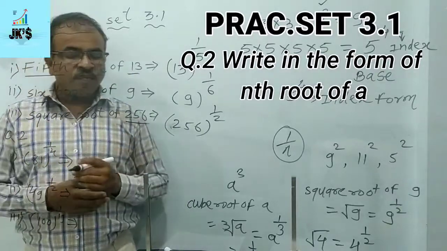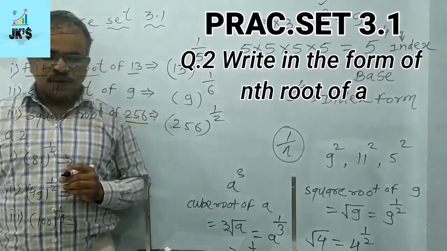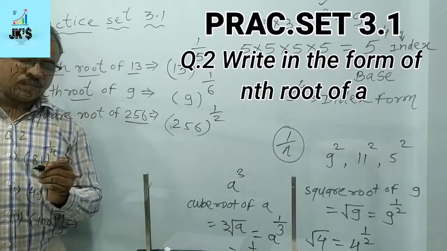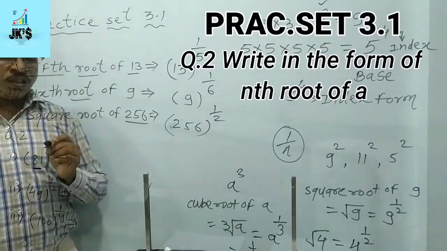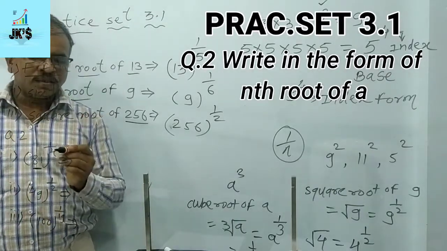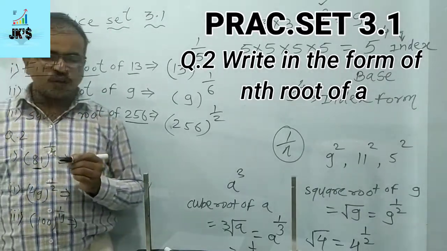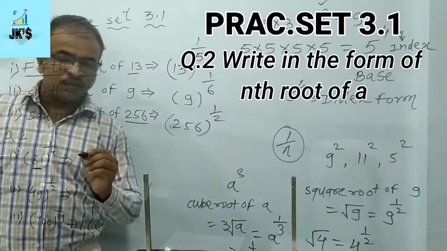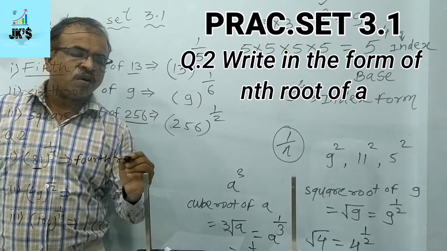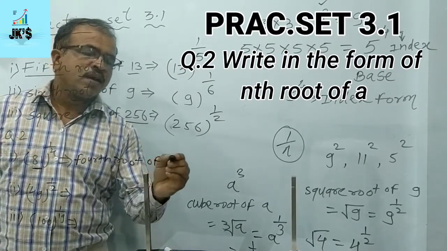Write in the form of nth root of a. Suppose 81 is a, and this 4 is n. 1 upon n, which root is that? Fourth root of 81. So we write this: fourth root of 81.